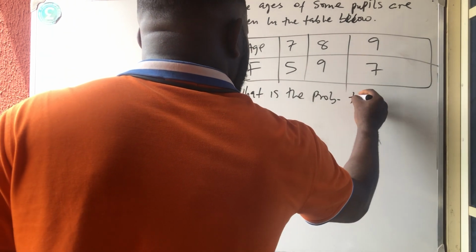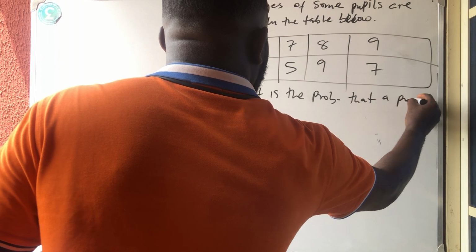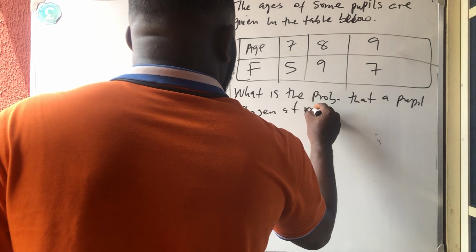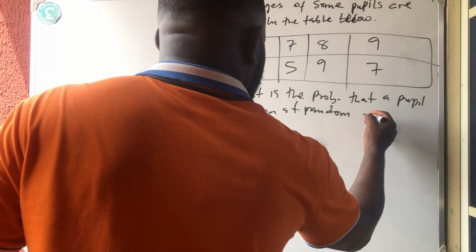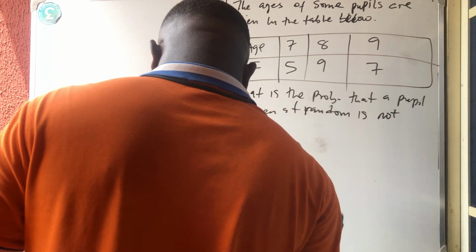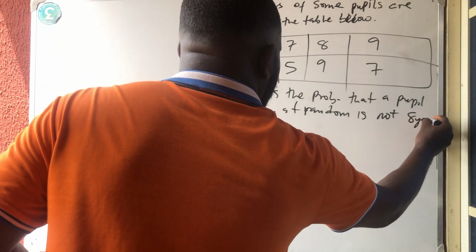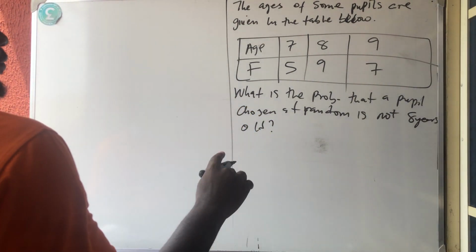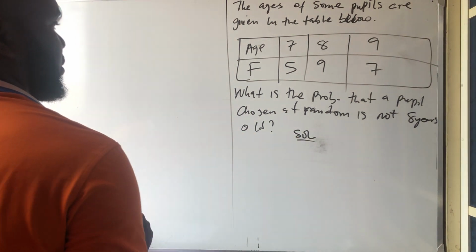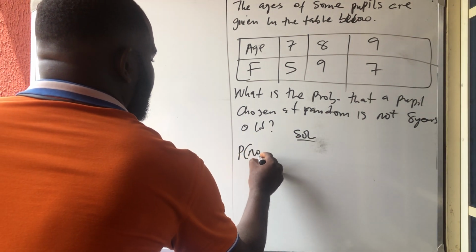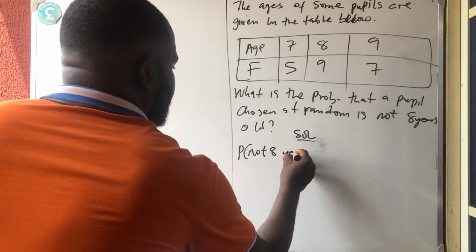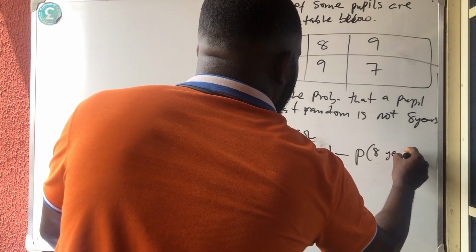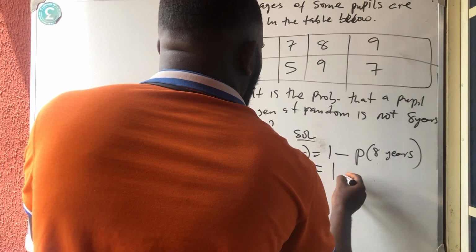What is the probability that a pupil chosen at random is not 8 years old? Okay, don't forget that probability of not, whenever you hear not, you must say 1 minus. So probability of not 8 years should be what? 1 minus probability of 8 years. As simple as that.